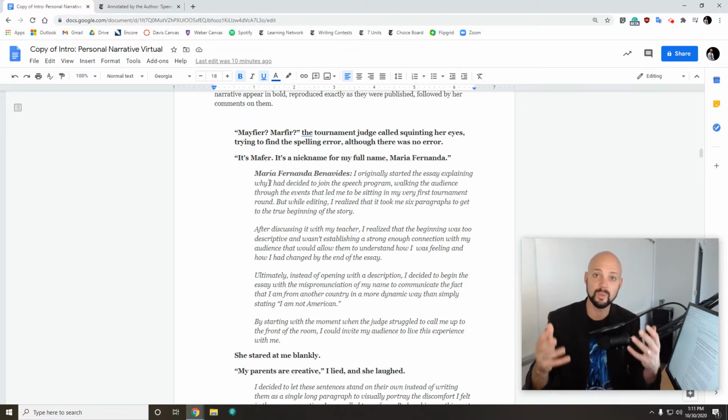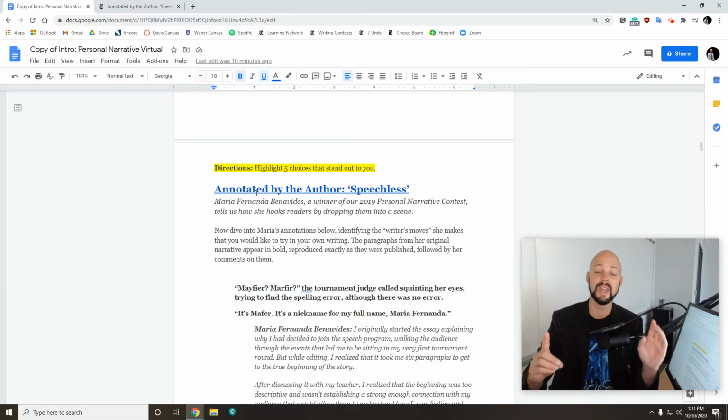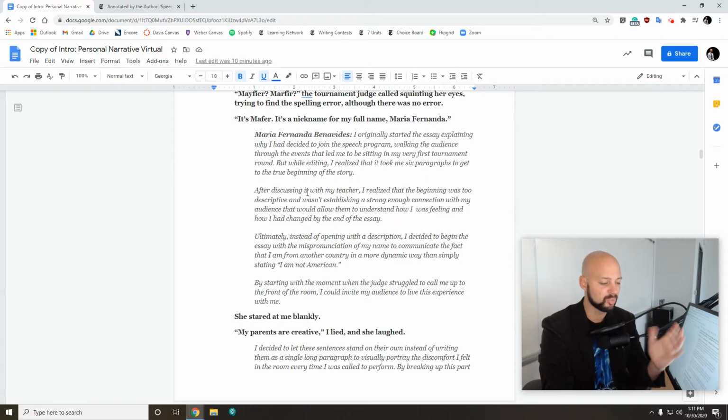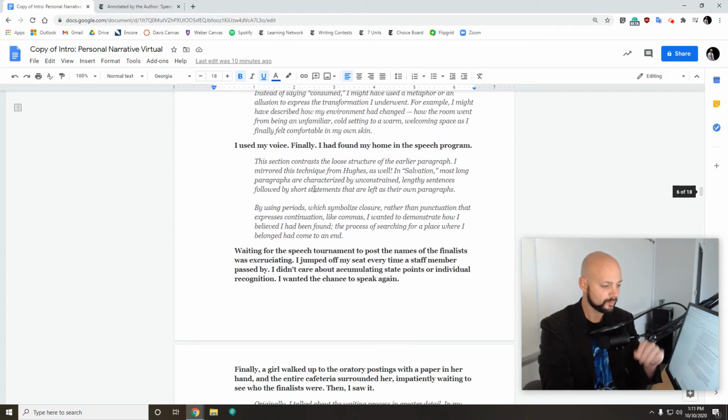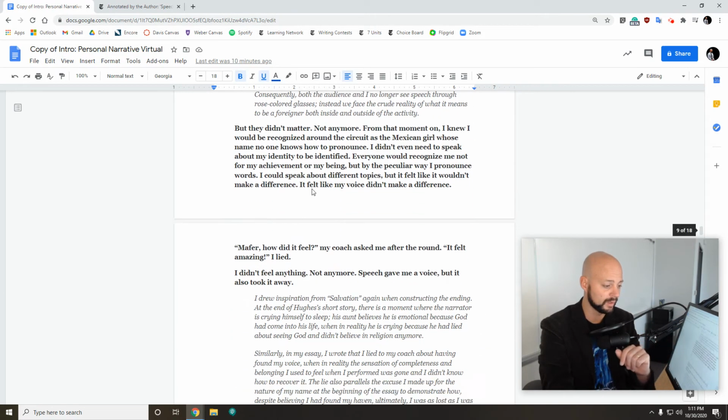So now we get to see why she made the reading choices that she did. So you're not going to annotate her annotations. That's just too much annotating. Instead, you are going to highlight 5 choices that she made that stand out to you. That's going to take probably 7-8 minutes. So read her own annotations.